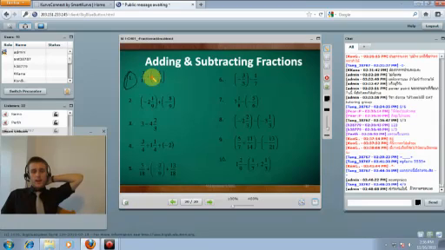Now for this one, we have 7 over 11 plus negative 5 over 11. If we are adding a positive number, which 7 over 11 is, with a negative number, it becomes a subtraction problem. 7 over 11 minus 5 over 11. We keep the denominator the same, subtract the numerators. We have 2 over 11.